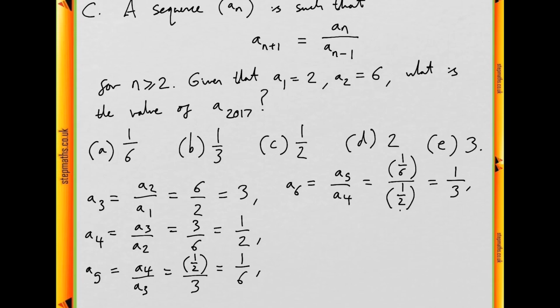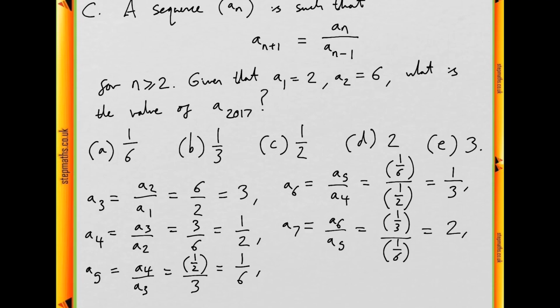A6 is a sixth over a half, so that 2 gets multiplied by the sixth, giving us a third. A7, we can find again similarly: a third over a sixth, or 2. And what about A8? Let's go one more. We're back to 2 over a third, giving us 6. Notice how when we got to A7, we had 2 again, which was A1, and A8 gave us 6 again, the same as A2.